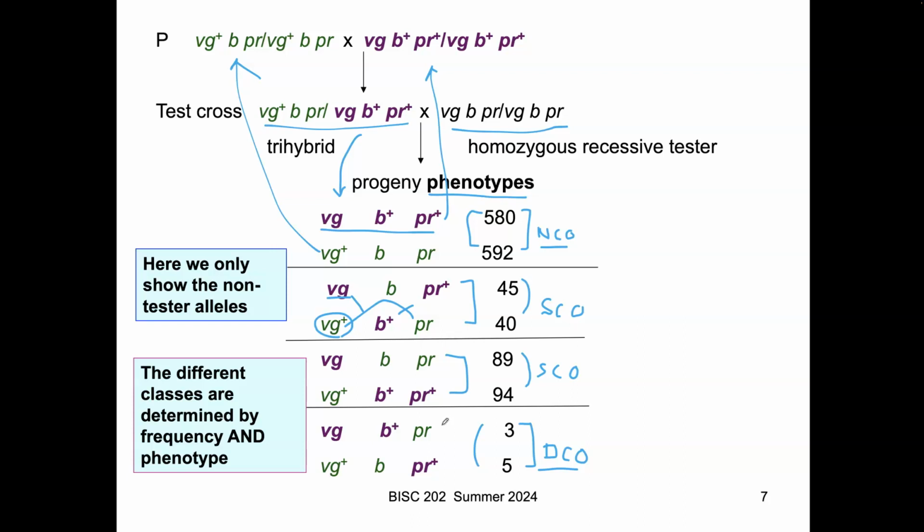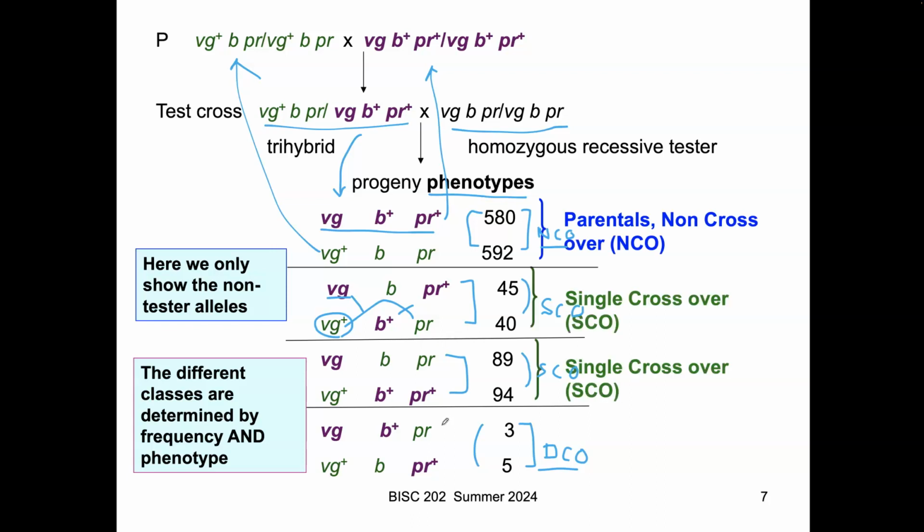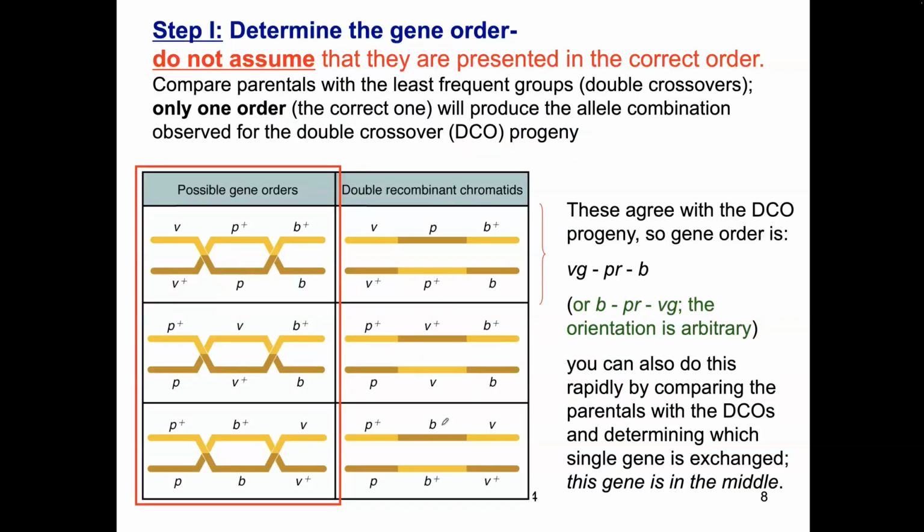Part of the trick of doing an analysis like this correctly is just organizing the data, and we'll go through that. Okay, so those are your parentals, your non-crossover ones, your two pairs of single crossover categories grouped to help you with the analysis, and then your double crossover class, which we recognize because it's the least frequent of the categories. Okay, now the very first thing we have to do is determine the gene order.